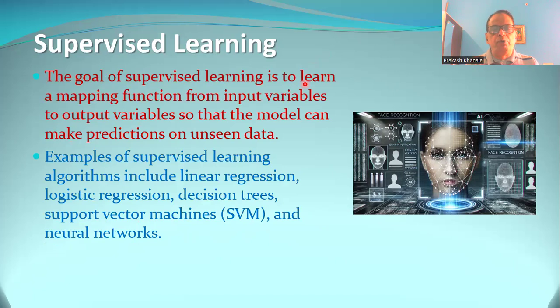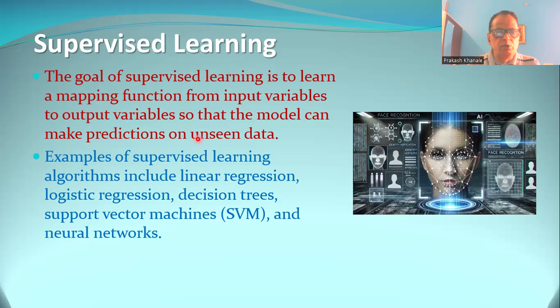Now, the goal of supervised learning is to learn a mapping function, where we can map from the input variables to the output variables, so that the model can make predictions on unseen data. So when we give appropriate training to the model, then the model can predict what the input can be.